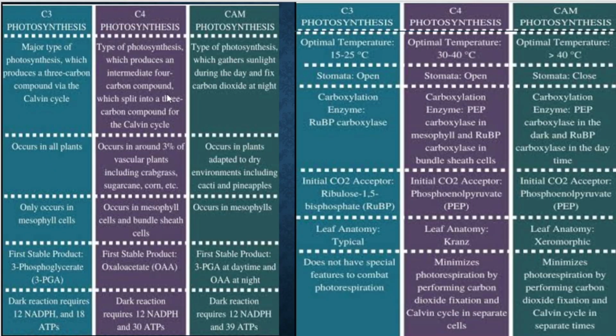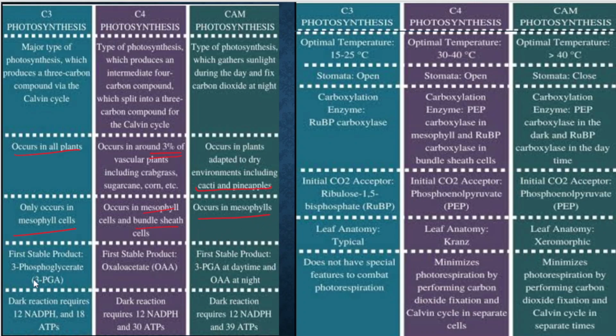Here is the basic difference or comparison of the process of photosynthesis. C3 photosynthesis occurs in most of the plants. Only 3% of plants fall under the C4 category, and CAM plants are mainly cactus and pineapples. And C3 photosynthesis occurs in mesophyll cells only, whereas C4 photosynthesis occurs in mesophyll and bundle sheath cells. CAM process takes place in mesophyll only.